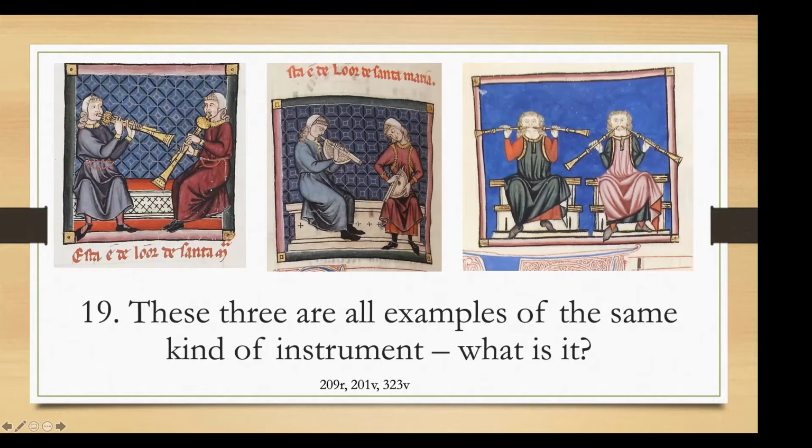So these three images all, I think, are examples of the same kind of instrument, even though they look quite different. But if we were to put all those under one name, what would you say that name was? What could you call all three of these instruments? Mysterious as they do look in some ways.